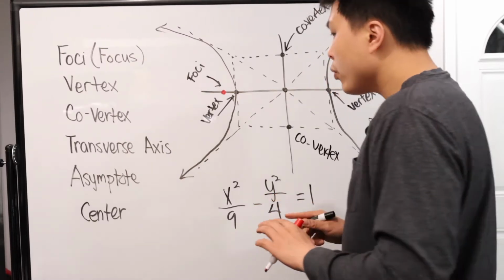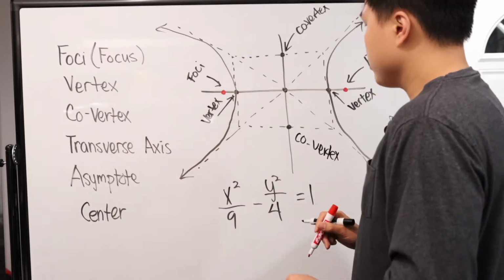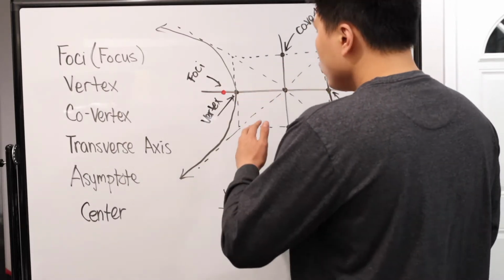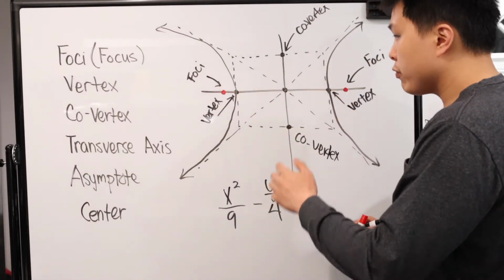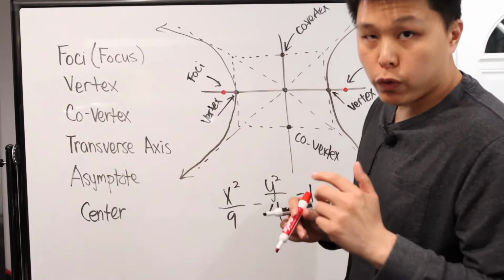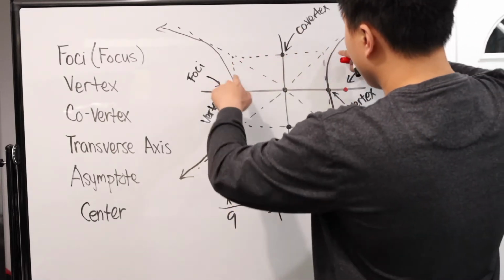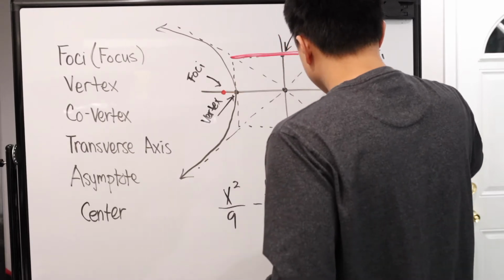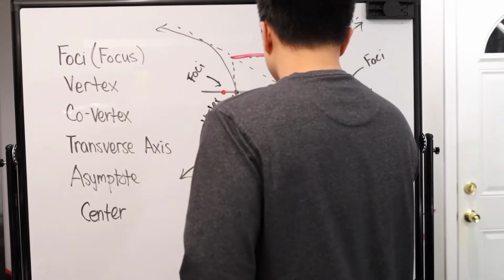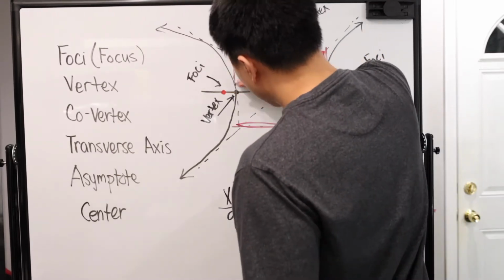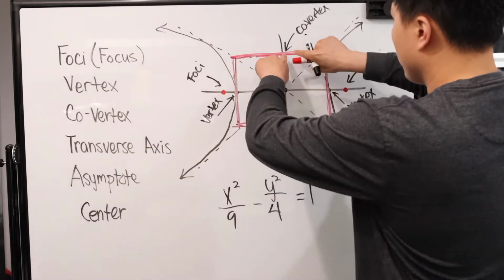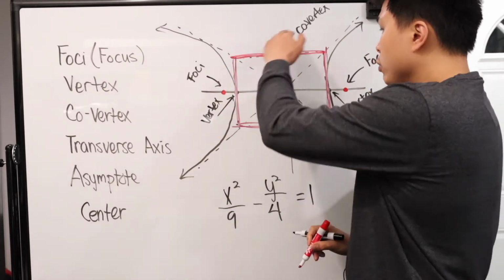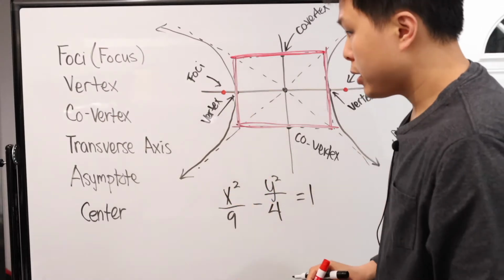Now, what is so important about them? Well, here's the thing. It actually helps you graph tremendously. So, when we are trying to graph an equation, we find the vertex and then we find the co-vertex. And afterwards, we draw, let me just draw this in red so you guys can see it. We draw this sort of rectangle that is based on drawing horizontal lines and vertical lines where it would cross the co-vertex and the regular vertex, right?